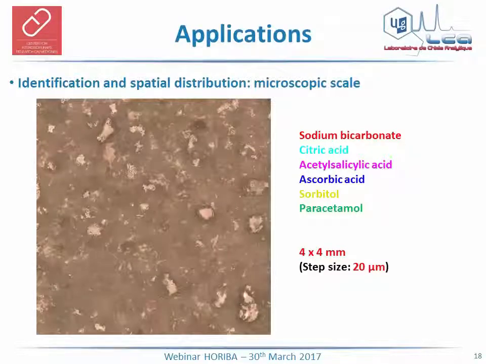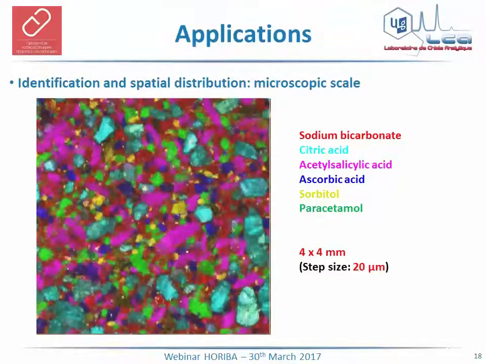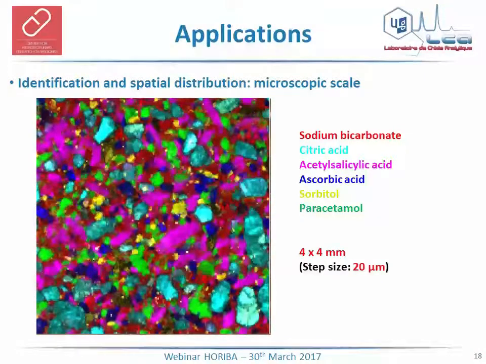For the first one, the size of the map is equal to 4 by 4 millimeters with a step size of 20 microns. As you can notice, a good survey of the sample is obtained. If required, the level of detail of the image can be improved by decreasing the step size and also the size of the working area in order to keep a reasonable acquisition time. The next image will represent the area within the white square.